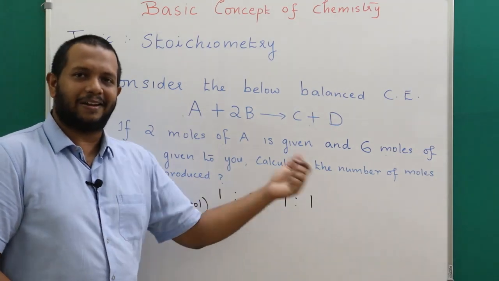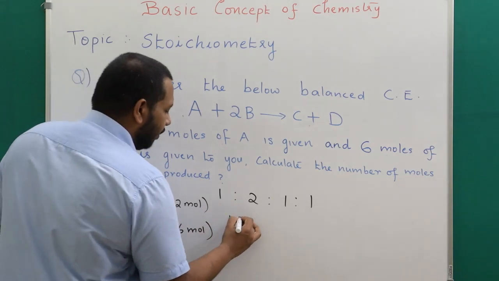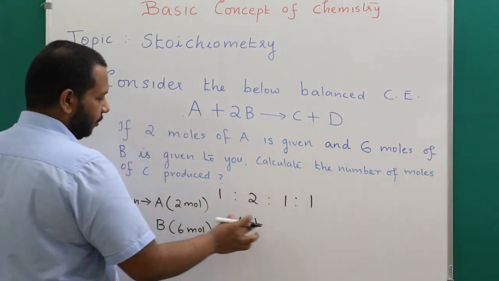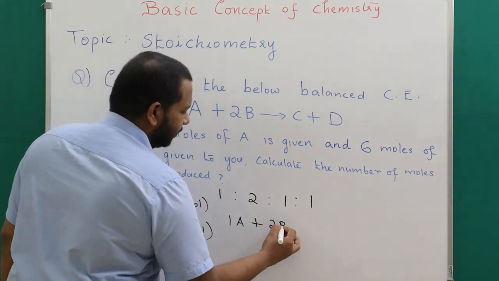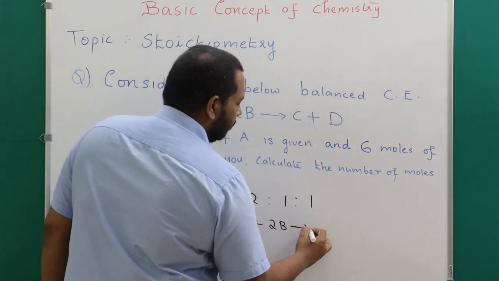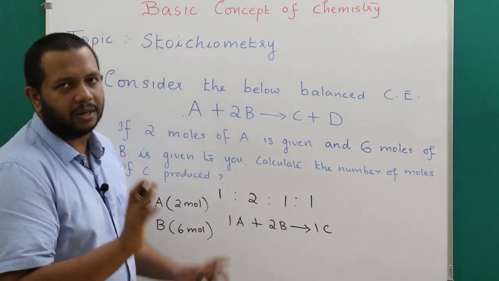So classical method, how? We will take one by one and we will prepare it, right? So you will do like that. First I am taking 1 mole of A. I know that 1 mole of A needs 2 mole of B. So I am taking 2 mole of B. It is present because 6 moles are there. So if I take it like that, I can prepare 1 mole of C. And 1 mole of D will also come. Since D is not asked, I am not telling that.